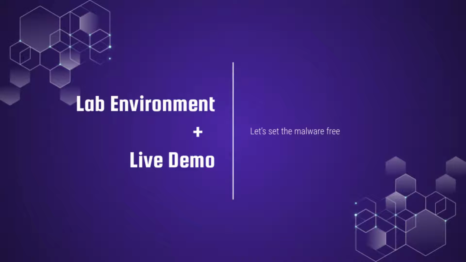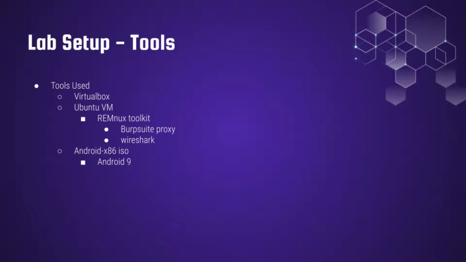Since they already covered how the malware acted with older versions of WhatsApp and the banking app, we decided to observe how the malware would behave on a newer version of Android with newer versions of those apps. So first, let's go over some of the tools that we used. The main tool being VirtualBox, and we also set up a couple of VMs. One Ubuntu VM and another VM running Android 9.